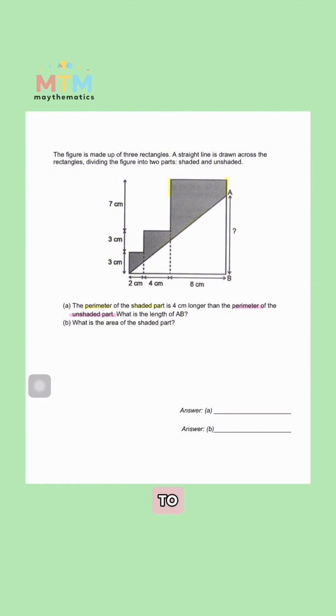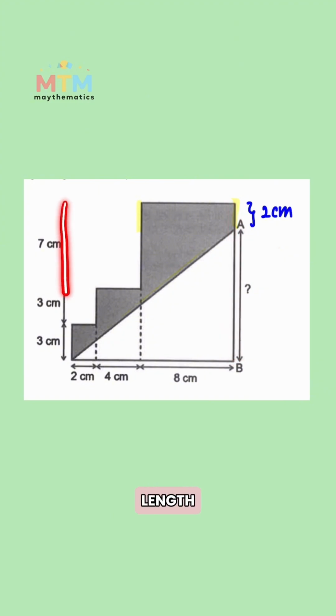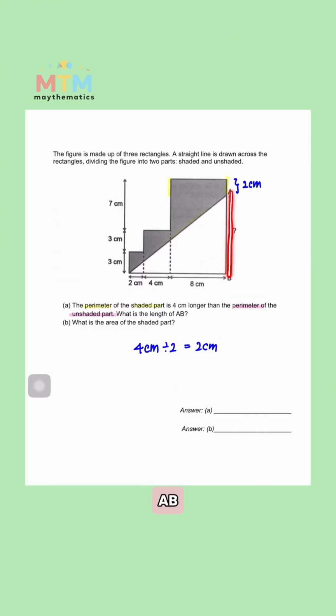And from there, we are able to find one of it. So how do we do that? We take 4 cm, divide by 2, which gives us 2 cm. So which means that this is equal to 2 cm. So can you see that this whole length is the same as this whole length over here? So to find AB, we will have to take 7 cm plus 3 cm plus 3 cm minus 2 cm. And that will give us 11 cm. So our answer for part A will be 11 cm.